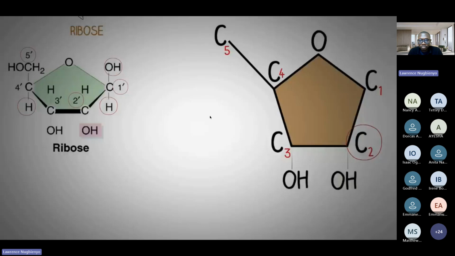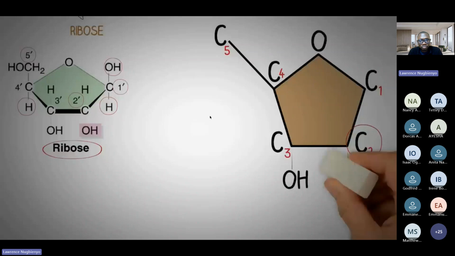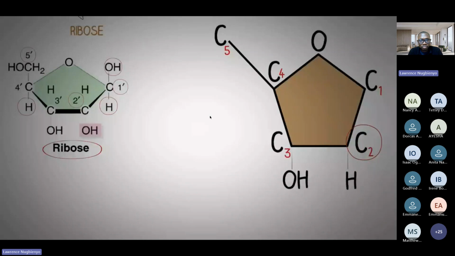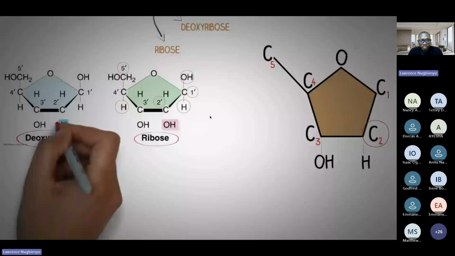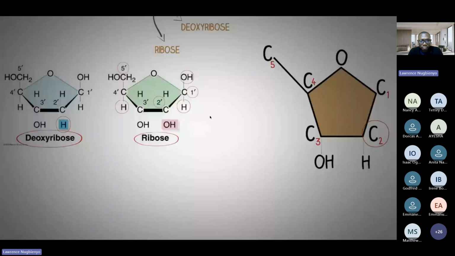In the sugar ribose, we have a hydroxyl group that is attached to carbon number 2. This is the chemical structure of ribose. Now, if you compare this structure with the structure of deoxyribose, the only major difference is at carbon number 2, which contains only a hydrogen atom and not the hydroxyl group. So the resultant sugar is called a deoxyribose. Here you can see the carbon number 2 in deoxyribose contains only a hydrogen atom, whereas in ribose, the carbon number 2 contains a hydroxyl group.